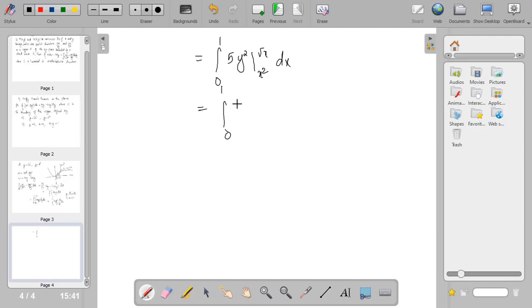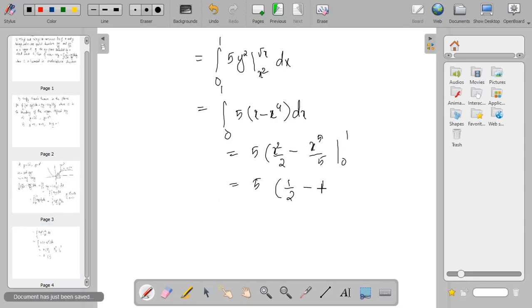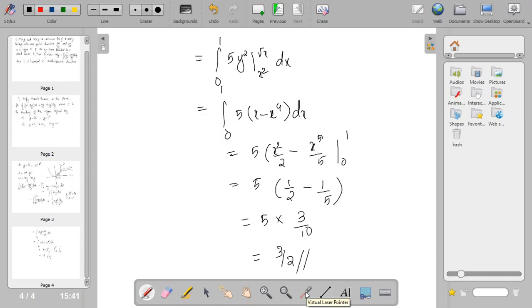So that is integral 0 to 1 of 5x minus x raised to 4 dx. So that will be 5x square by 2 minus x power 5 by 5 from 0 to 1. So that is 5 into 1 by 2 minus 1 by 5. So that is 5 into 3 by 10. So the value will be equal to 3 by 2. So therefore the double integral will be equal to 3 by 2.